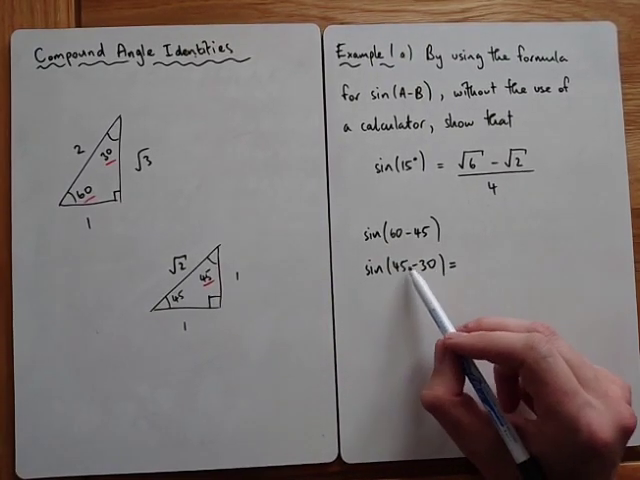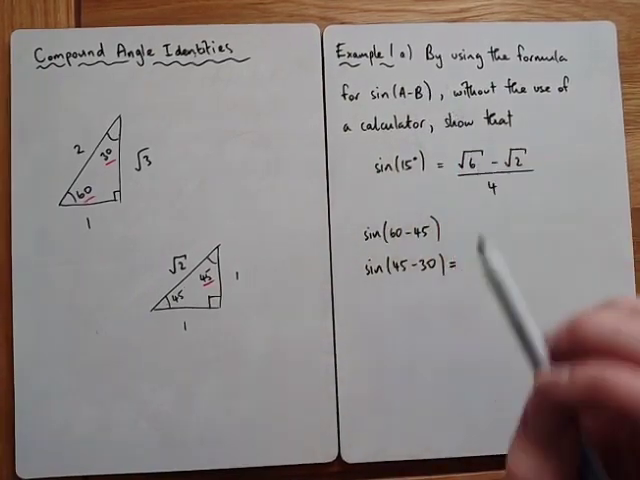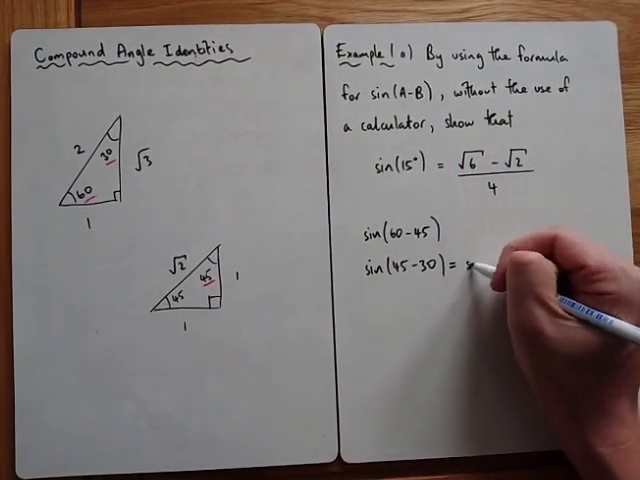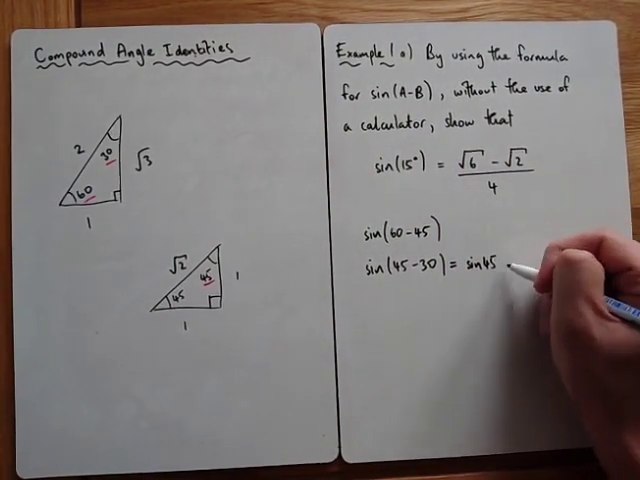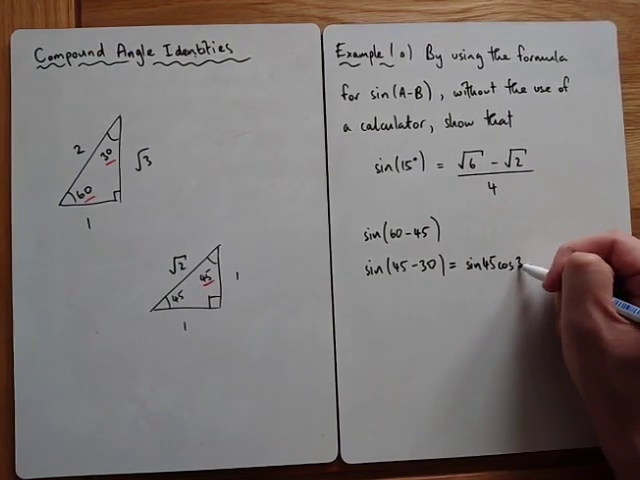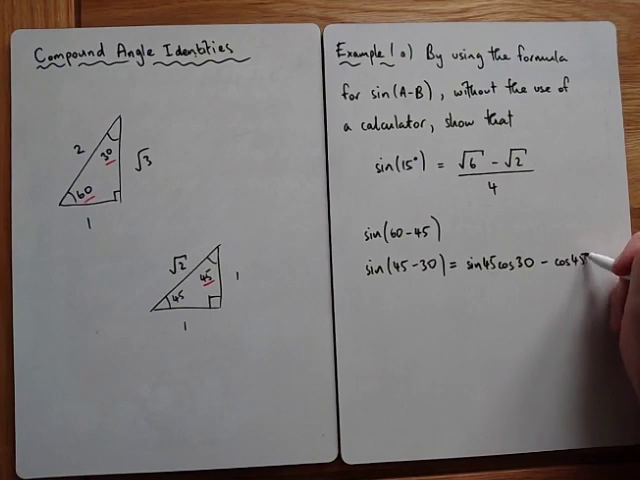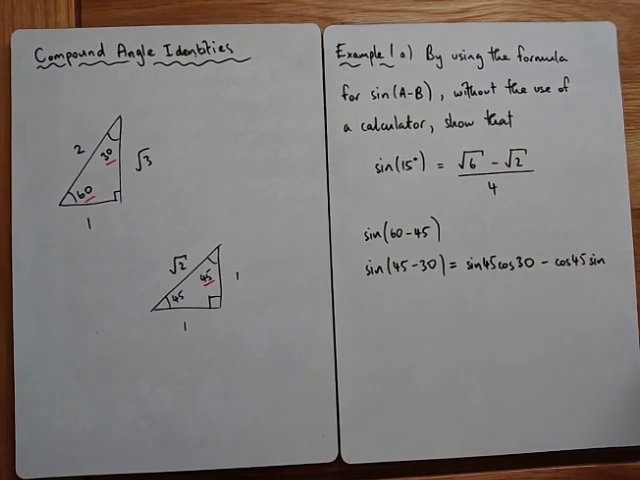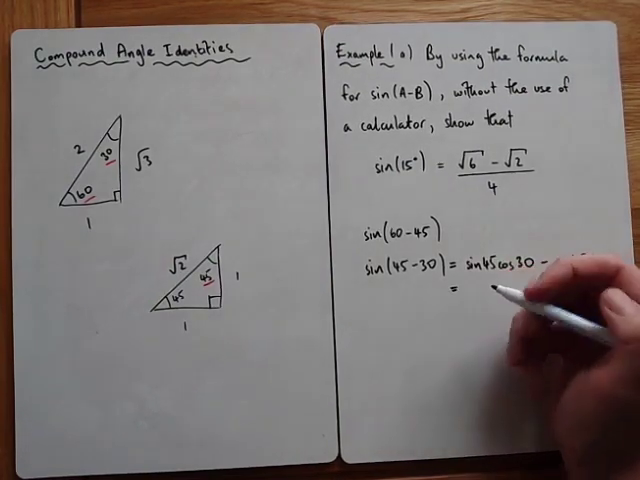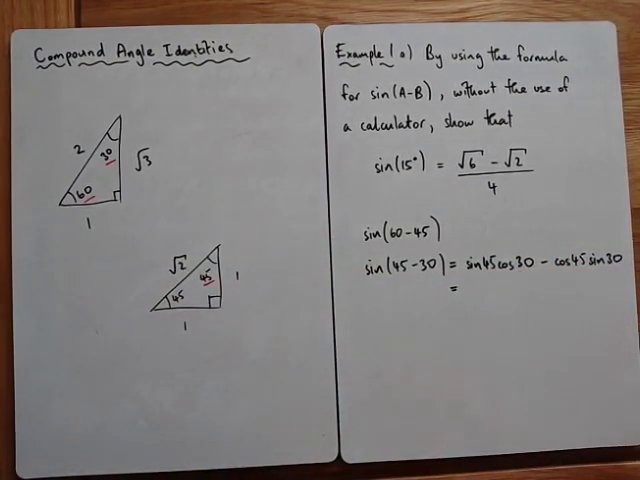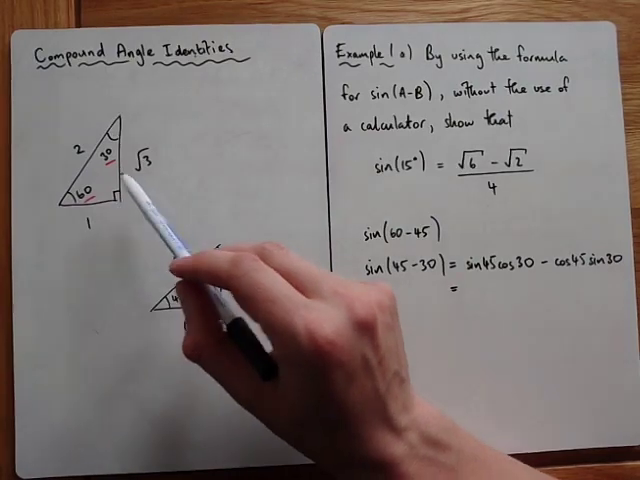Okay, so sine of 45 minus 30, we can write it as sine of a minus b. So that would be sine of a cos of b minus cos of a sine of b, which would be sine of 30. And then if you can't remember these, you could type into your calculator cos 30 to see what cos 30 was, but hopefully we could use these triangles.